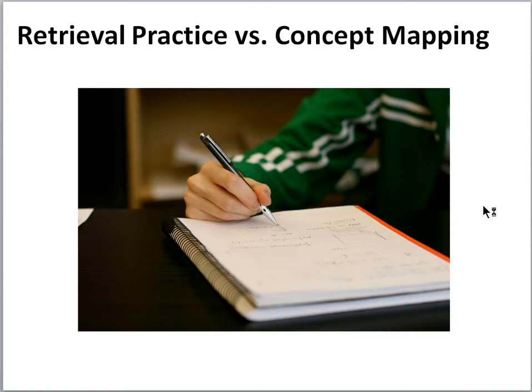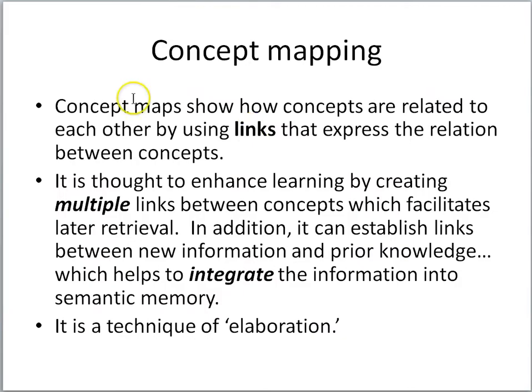In this lesson, we'll continue to look at the evidence for retrieval practice as an effective study strategy, and we'll compare it directly to concept mapping. Now, concept maps show how concepts are related to each other by using links that express the relation between concepts. It is thought to enhance learning by creating multiple links between concepts, which facilitates later retrieval. In addition, it can establish links between new information and prior knowledge, which helps to integrate the information into semantic memory. It's a technique of elaboration, and psychologists would say elaboration is one of the ways we do deep processing, an effective way to learn information.